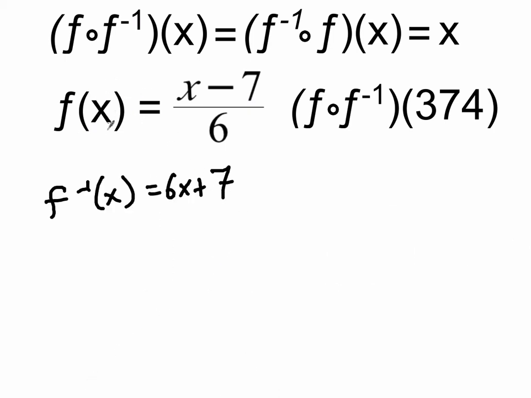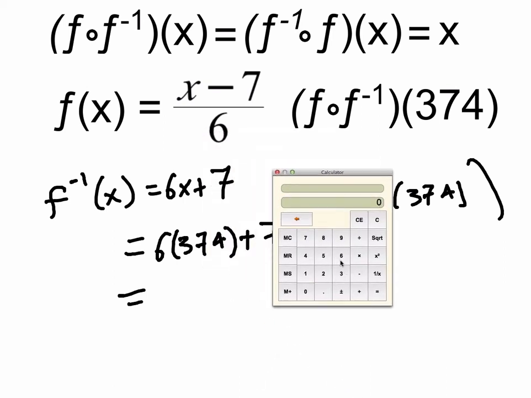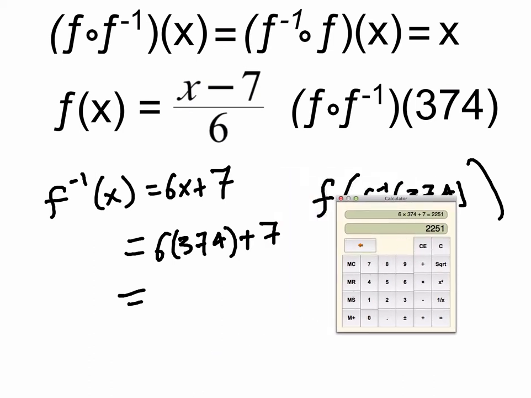So this is our inverse function. Now that we have our original function and our inverse function, this should say f to the negative 1. Negative 1 is the notation for inverse function. We can find our composition of functions. So let's find f of f inverse of 374. That means I take 374 and I plug it into f inverse. And that gives me 6 times 374 plus 7. I'm going to use a calculator for that. 6 times 374 plus 7 is equal to 2,251.